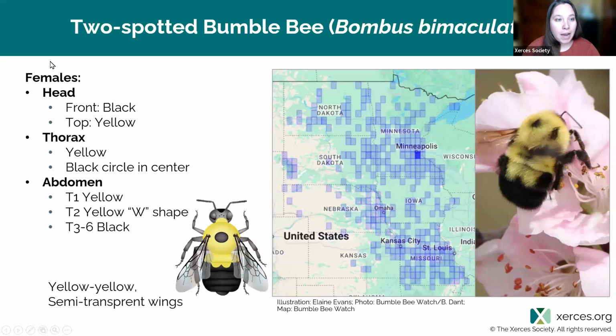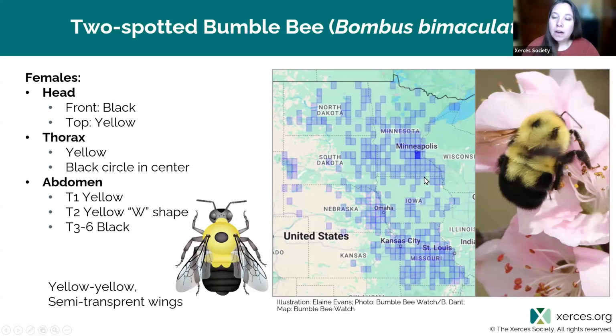So working backwards from the abdomen to the head, the two-spotted bumblebee has a mostly black abdomen with that two-spot or W pattern on T2, yellow on T1, and then a mostly yellow thorax with a black dot in between the two wing joints. And then on the head, they have mostly black hairs on their face and then yellow hairs on the top of their head.